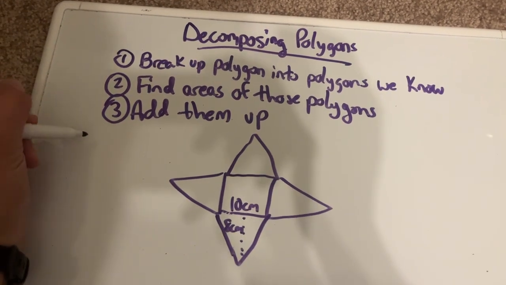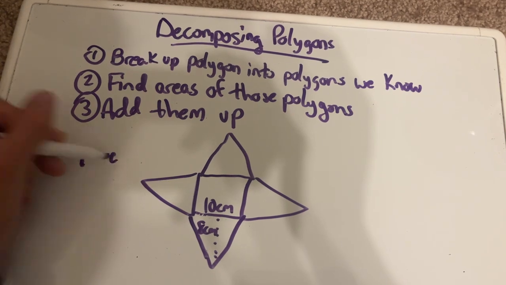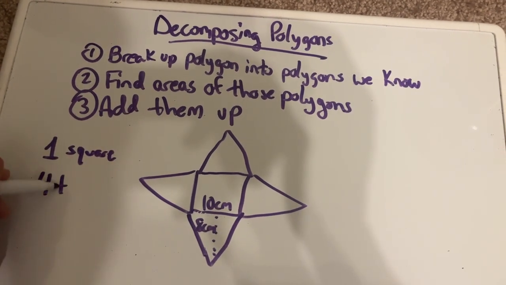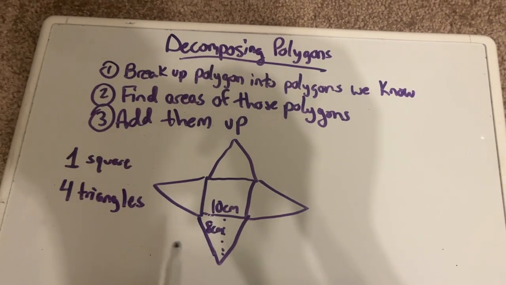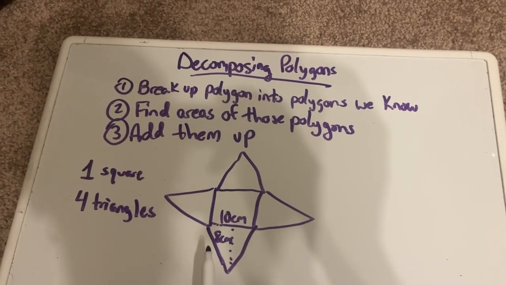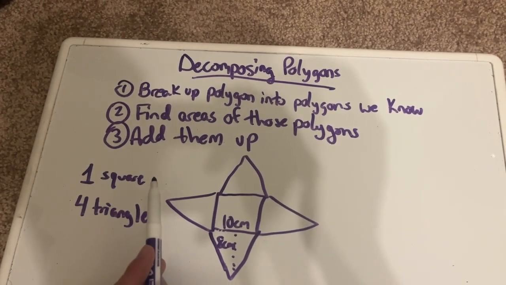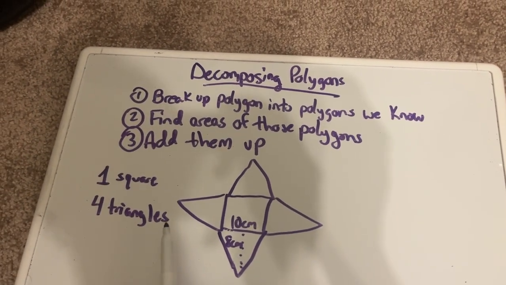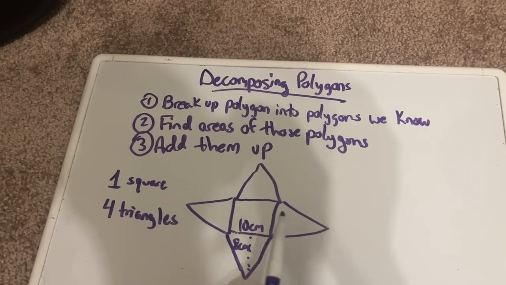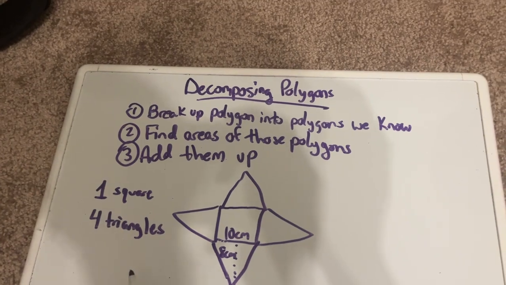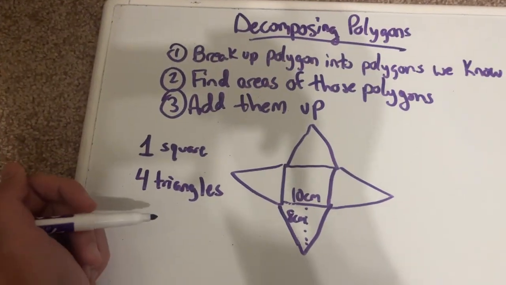So I see that we have one square and 4 triangles. All of the triangles are identical to each other. So what we need to do is find the area of the square and the area of one triangle, and then see what the area of all 4 triangles would be, and then we would add them up.